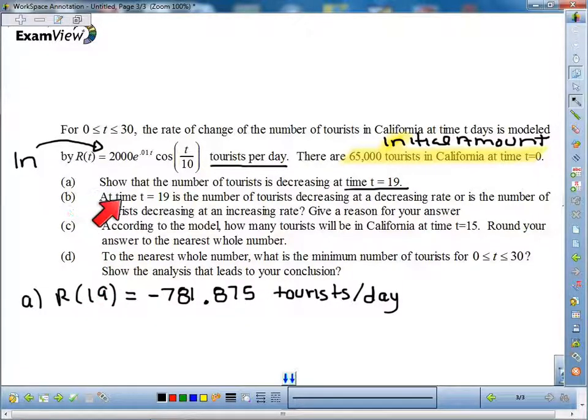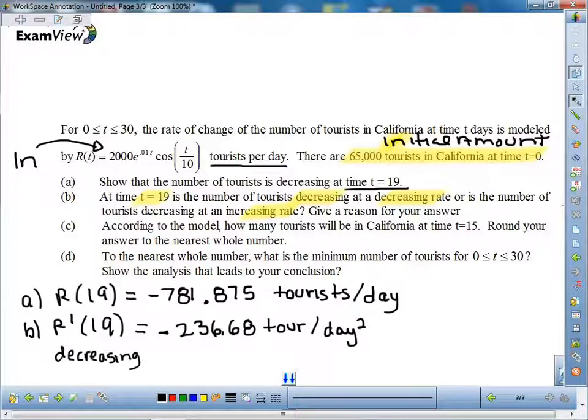Now what we want to find, at t equals 19, is whether the number of tourists is decreasing at a decreasing rate or at an increasing rate. So I need to find the derivative of the tourists per day, so I'm going to find r prime of 19. I just used my calculator to figure this out, because this is a calculator problem. I had my calculator find the derivative at 19, and I ended up with negative 236.68. So that means it is decreasing at a decreasing rate.